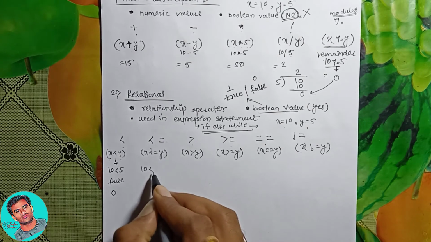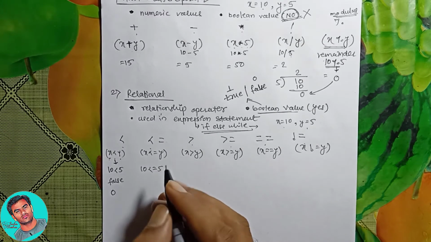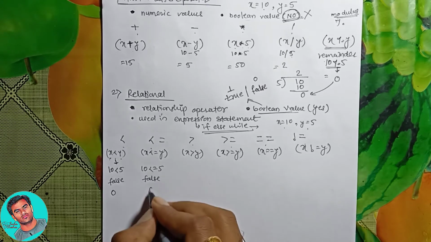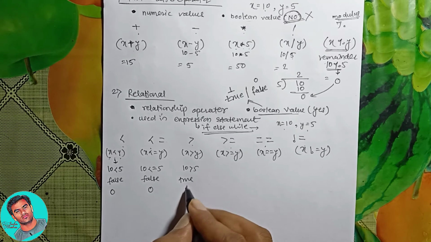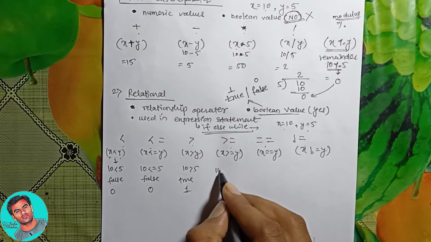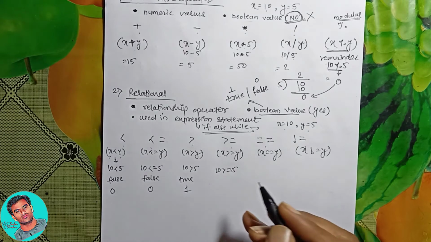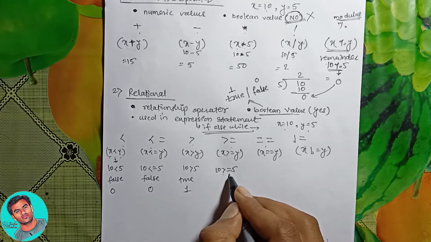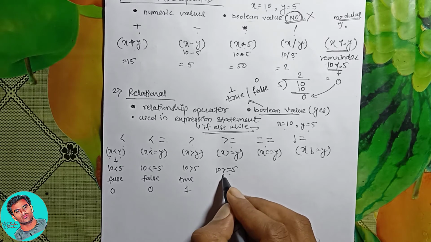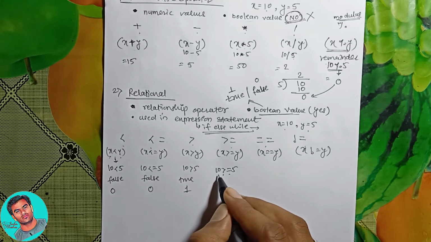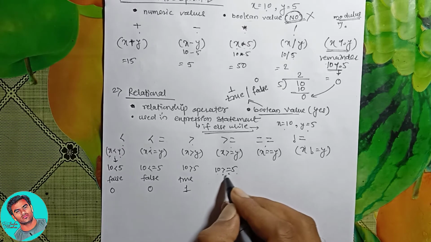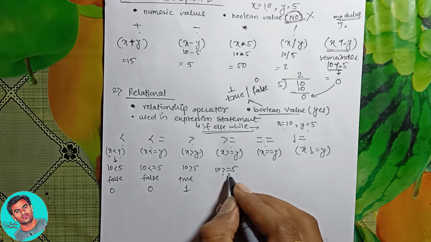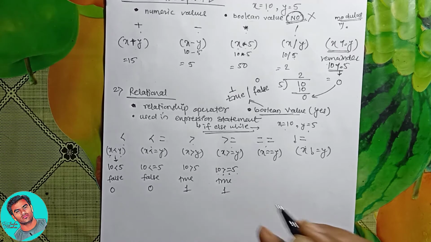Less than or equals to: 10 less than or equals to 5, is it true? No, it's false, so it is false or 0. 10 greater than 5, it's true, so it returns the value 1. x greater than or equals to 5 means if the value is greater, it returns true, and if the value is equal to 5, then also it returns true. But if there is any one false here, then it returns false. So 10 greater than or equals to 5, true, so it returns the value 1.